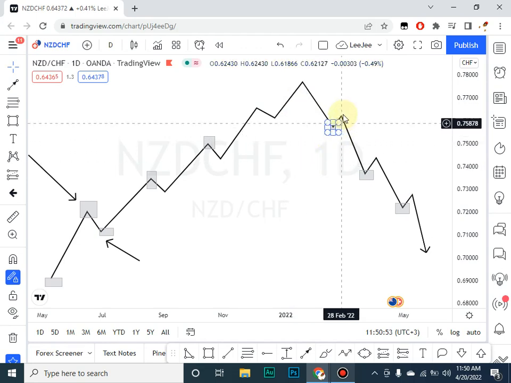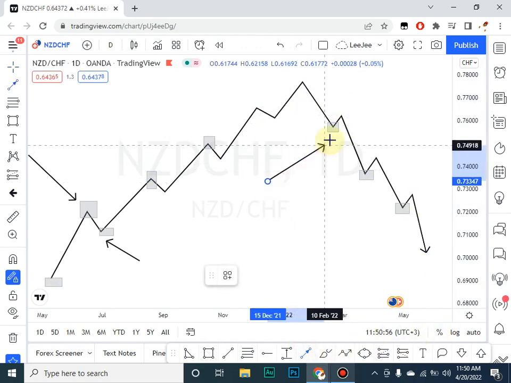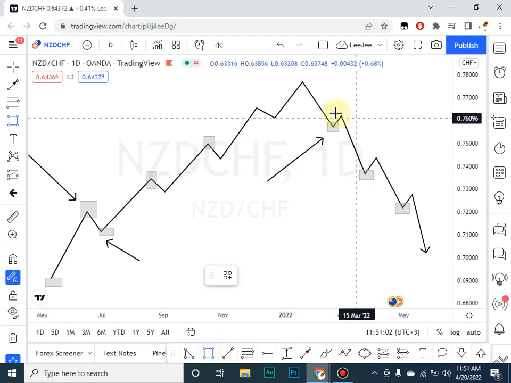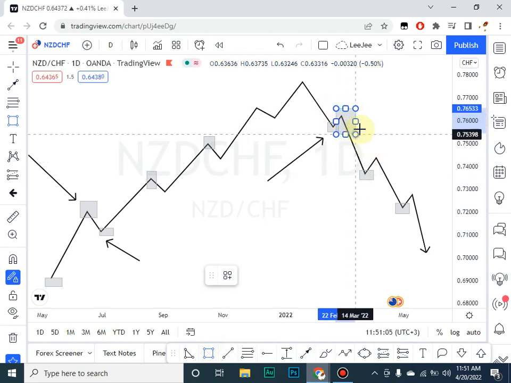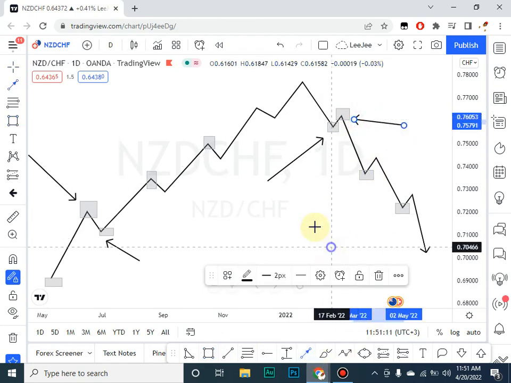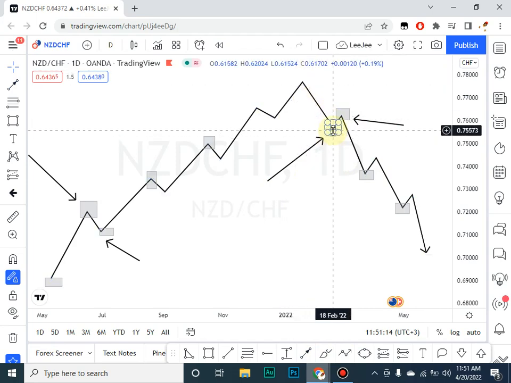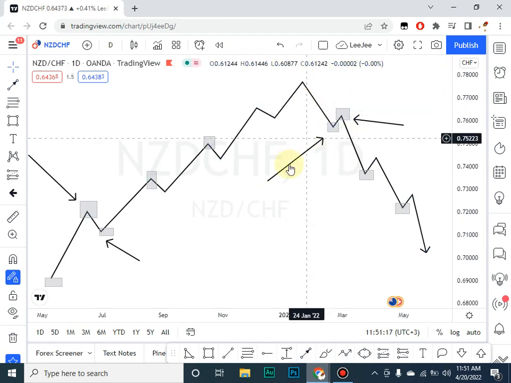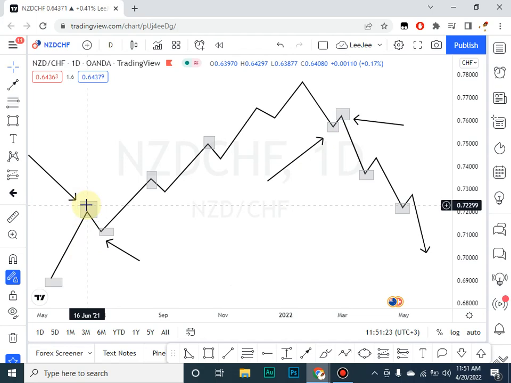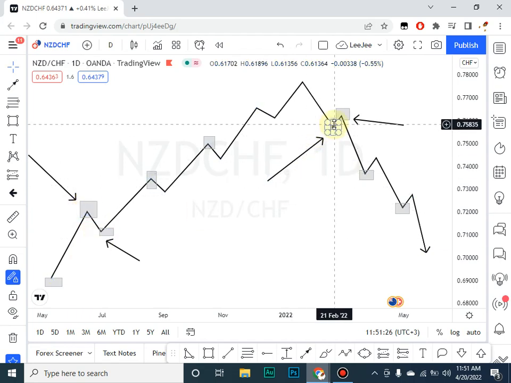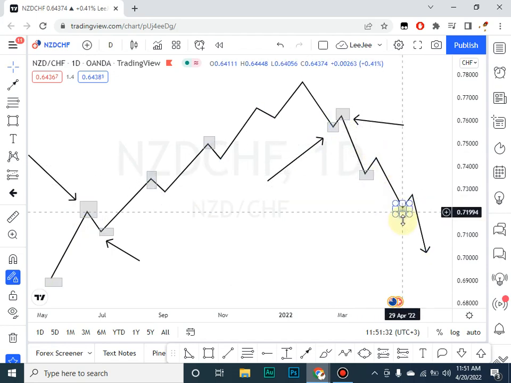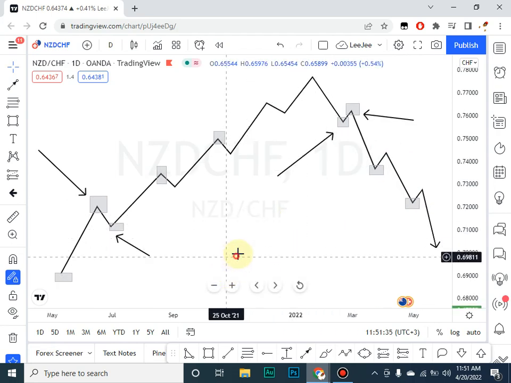Like I said before, this is called the lower low. Then when it pulls back, it is called a lower high. So this is lower low, lower high. Remember, the previous one was higher high, higher low. Now this is lower low, lower high, lower low, lower high, just like that. So that's how the market moves.